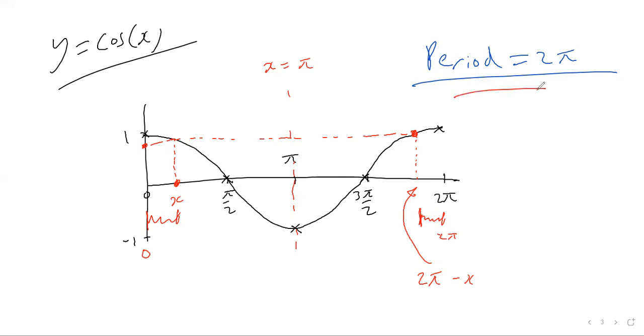And again, the period of this graph is 2 pi. So in fact, to get this other solution here beyond 2 pi on the x-axis, you can just add 2 pi to x, so 2 pi plus x. That will get you your other solution there. So that's how you can use the cos graph.